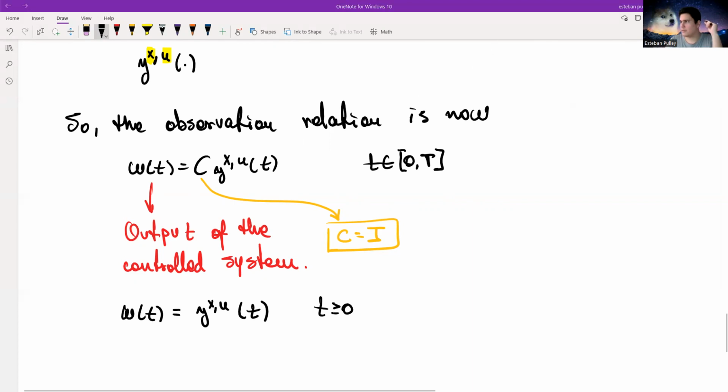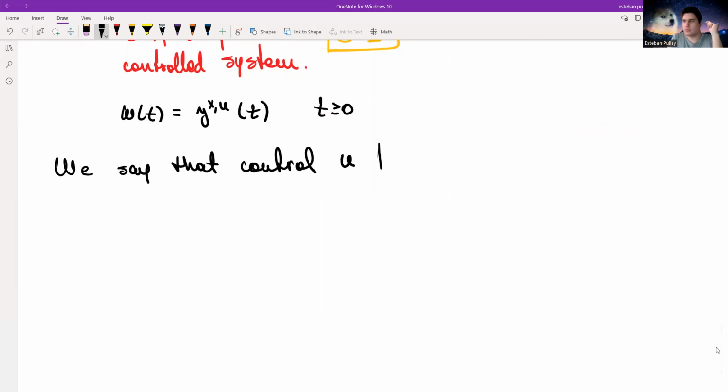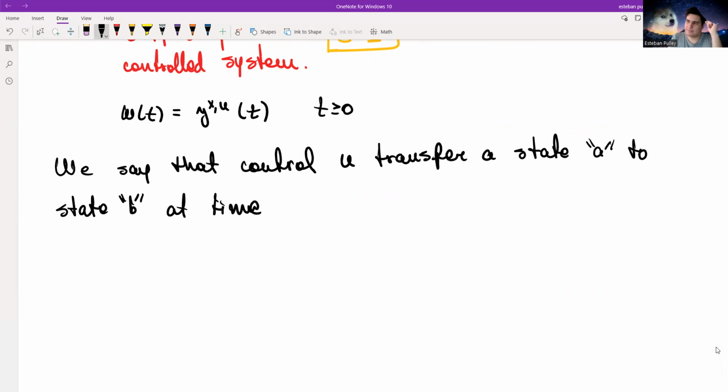So as we mentioned before, we say that control u transfers a state A to a state B at time t positive if the solution with initial condition equal A and control u at time capital T is equal to B. So we related the concept for the general equation.